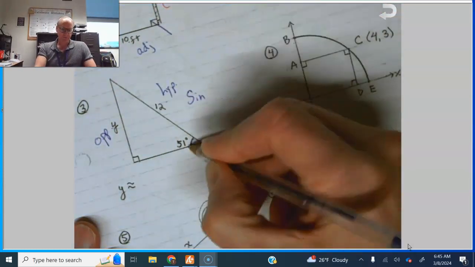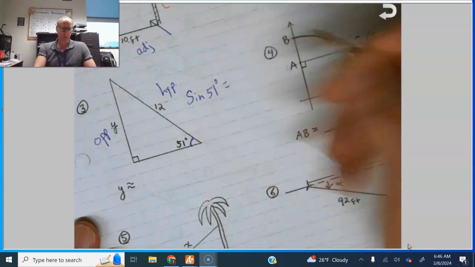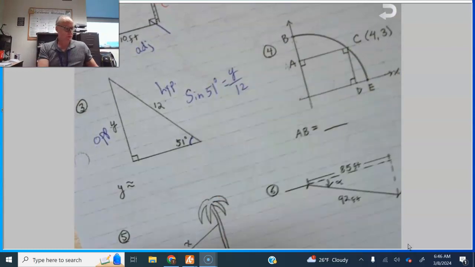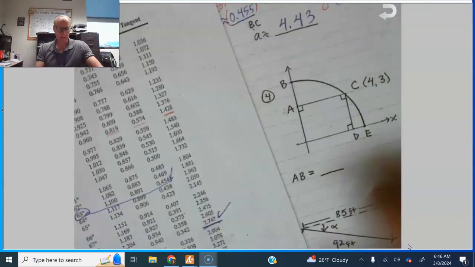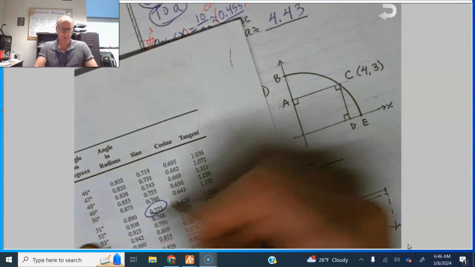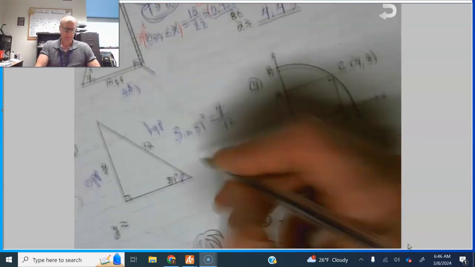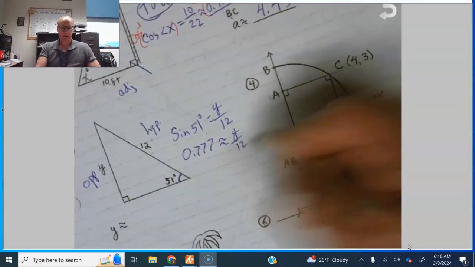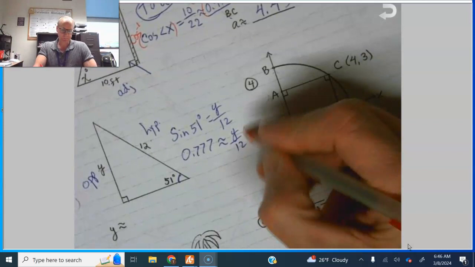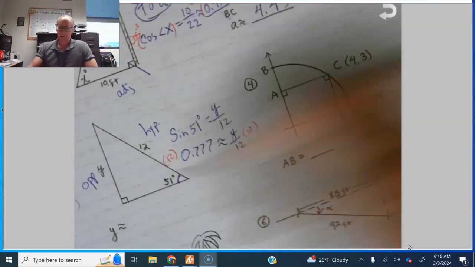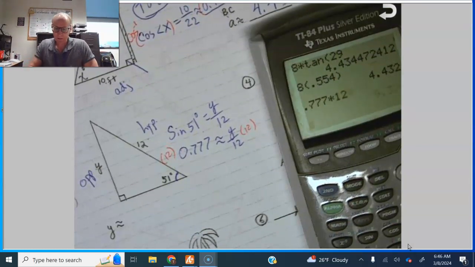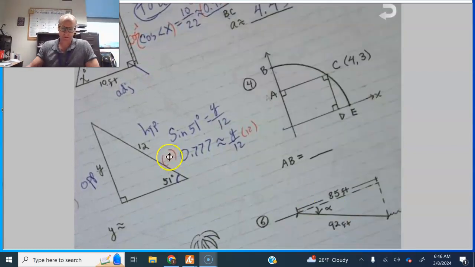Sine of 51 degrees is equal to y over 12. And we can look up the sine of 51 degrees. And I'll show you where it is. It's right here, 0.777, lucky number. 0.777, approximately y over 12. And we're going to multiply by 12, and we're all done. And we've got 0.777 times 12. Looks like we're looking at about 9.32.